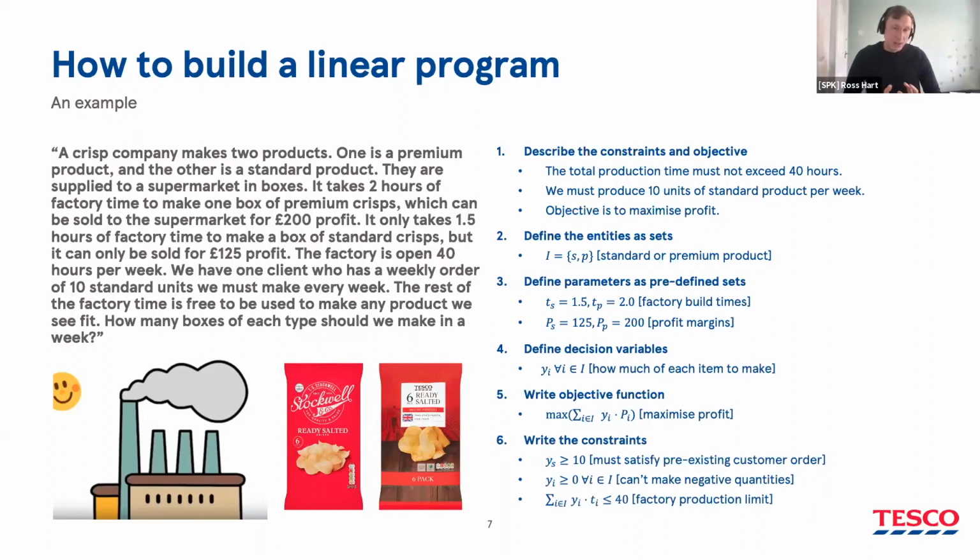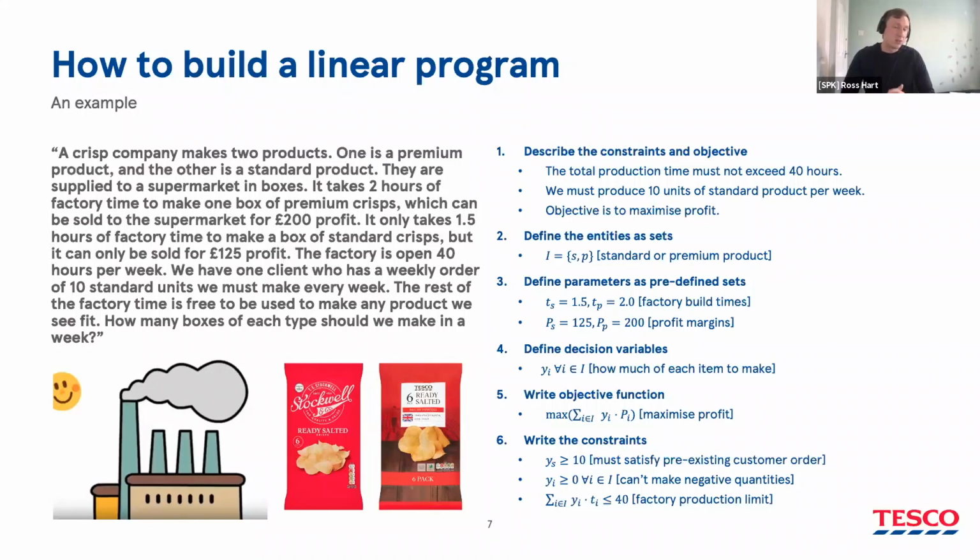And finally, let's talk about the constraints. So we have this pre-existing customer order that we've already discussed, and that means that we have to make at least 10 of the standard unit. We can't make any negative quantities because that's completely infeasible in real life. So that means that the other products all have to be greater than or equal to 0.